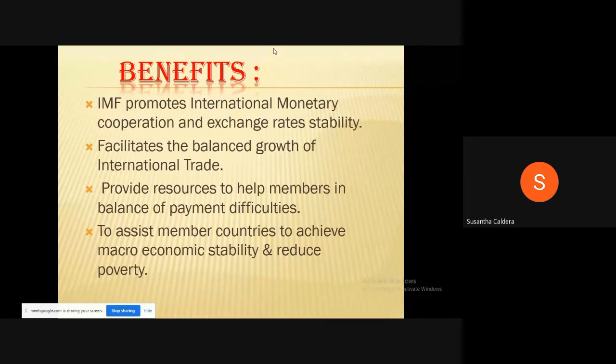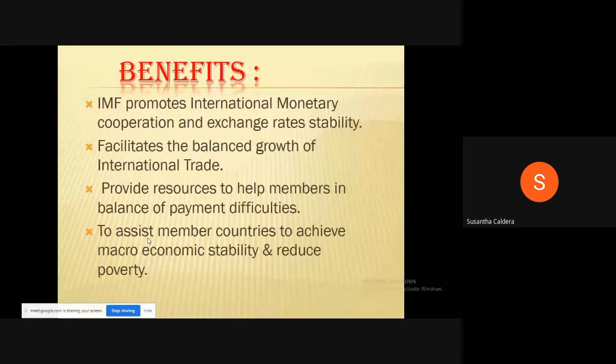So Nixon is the one who started in 1973 this floating exchange rate system. That was a floating exchange rate, not a fixed one. Based on the demand and supply of the currency, it will change every day. Right? They facilitate the balanced growth of international trade. Right? They provide resources to help members in balance of payment difficulties.